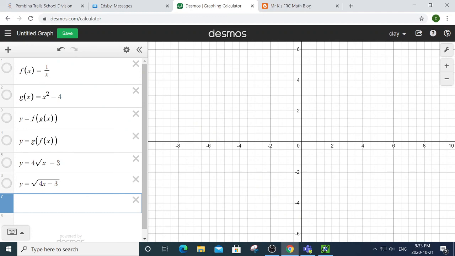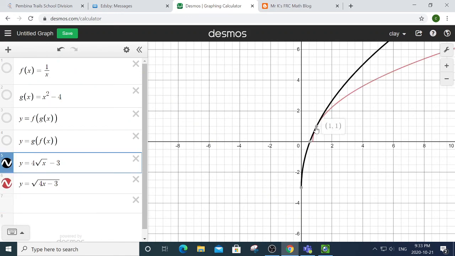Oh, I forgot I actually did this example too, but I'll go back to that one. So here, we're over here. This is the first one, 4 times root of x minus 3, and this one is the other one. And you can see they meet at 1. When x is 1, they meet. Ta-da! Isn't that cool?